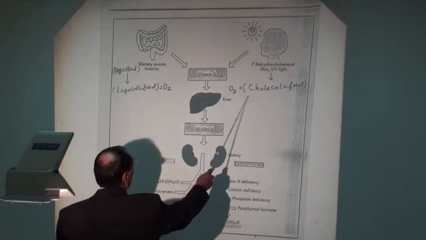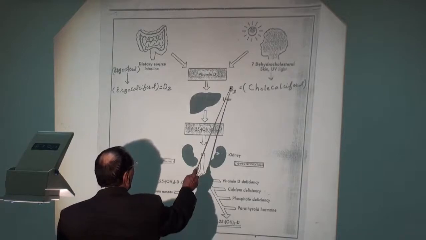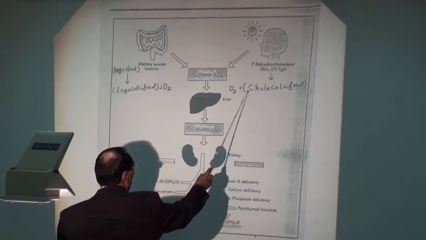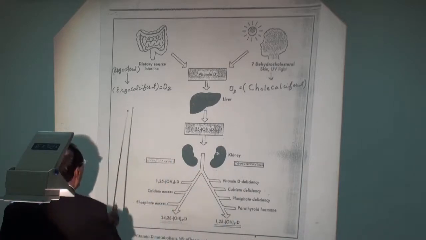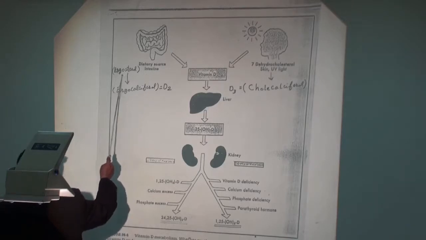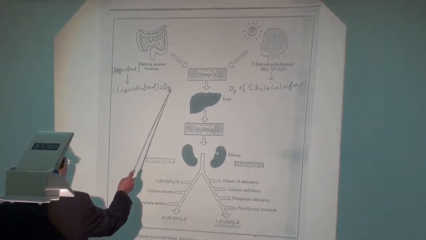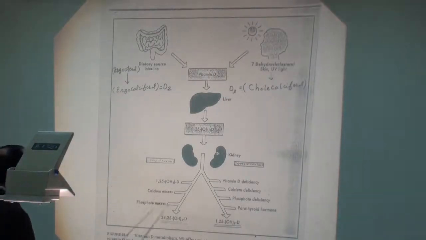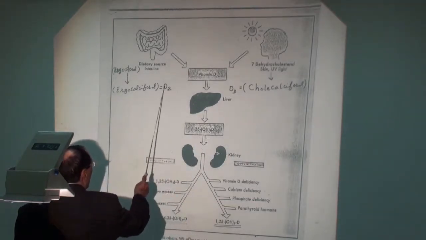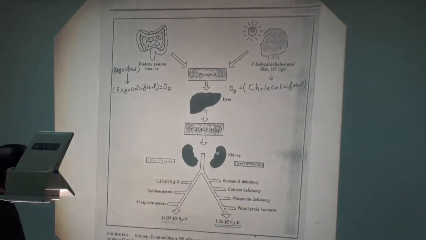Vitamin D has two types. It is either produced in the skin under the effect of the sun, and this hormone D from the skin is called D3, cholecalciferol, or it is taken from the diet as ergosterol or ergocalciferol, D2. So you see vitamin D or hormone D has two types, either D2 from the diet or D3 from the skin.